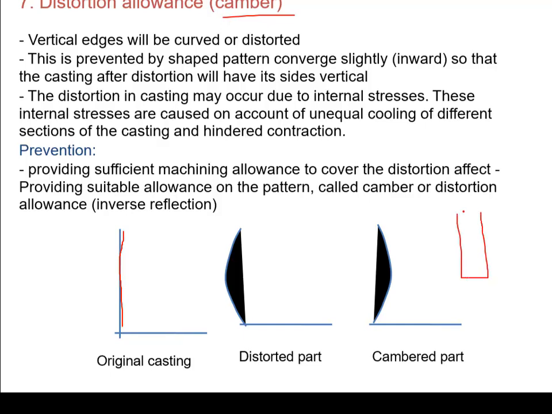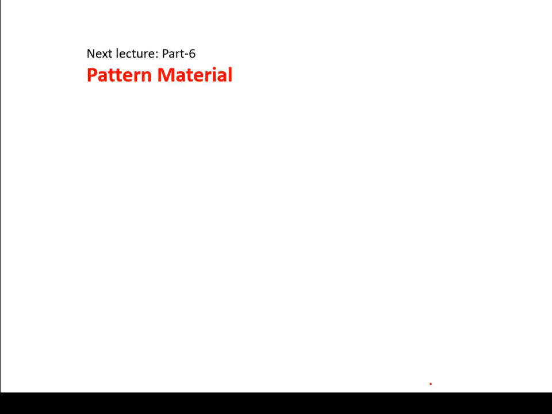If we are making some type of, meaning this is the glass, if we want this type of glass, there can be some angle. This will be the distorted part, and if this angle is inside, then it is known as the cambered part. So we'll study the pattern material in the next video lecture.